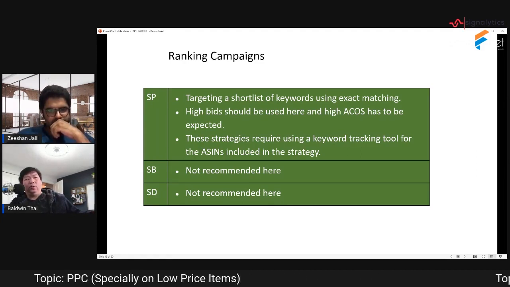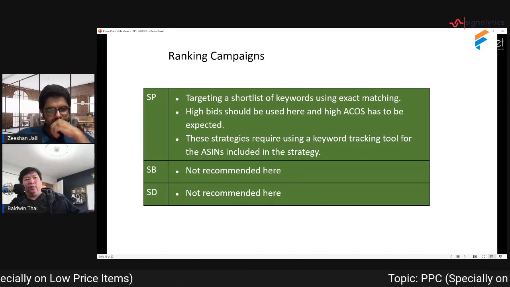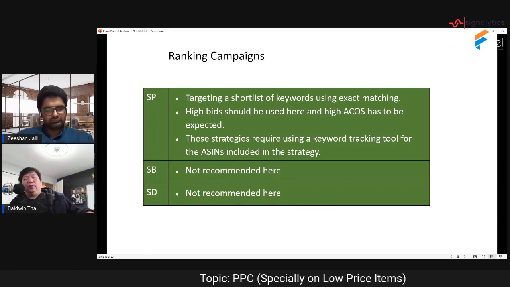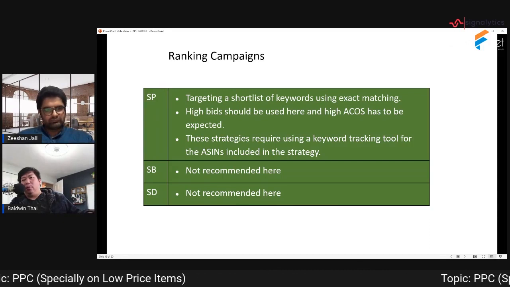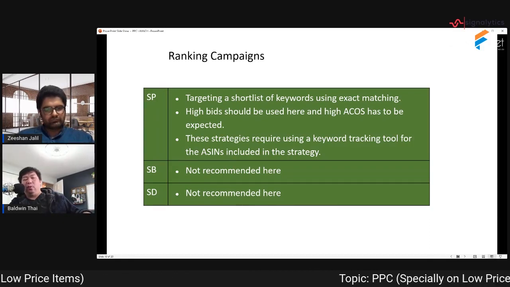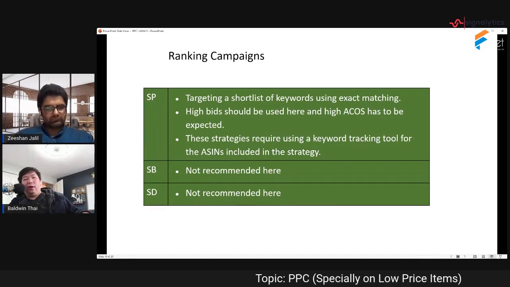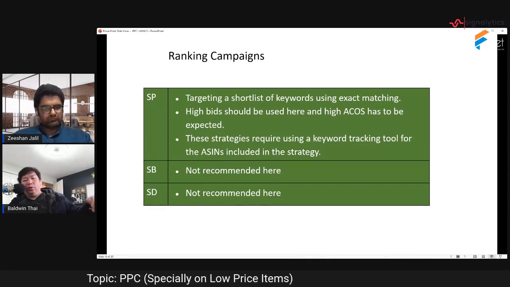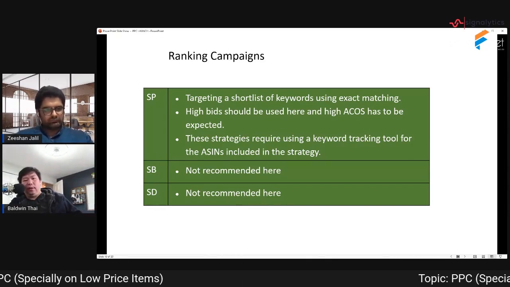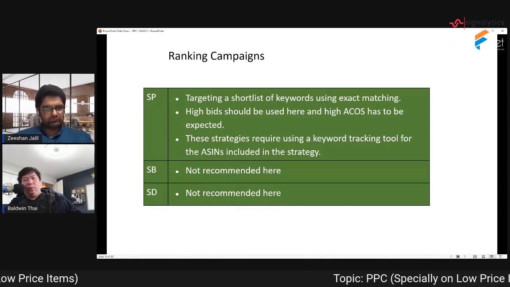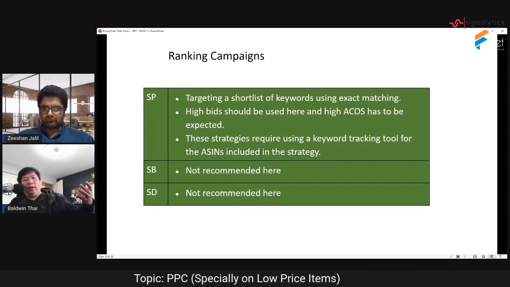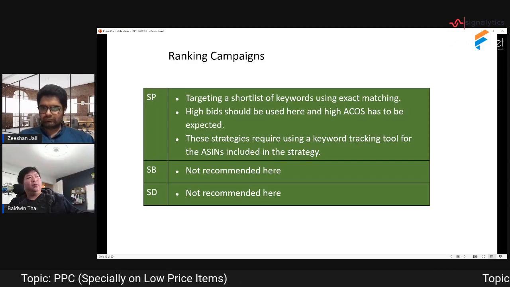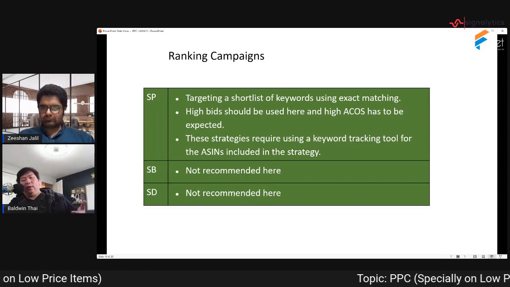I would also target ASINs. When you target ASINs, you want to target the number one products, maybe number one, number two, because of the relevancy score. And also when you do target the ASINs, remember in the beginning how I said there's a way, I don't think I put it on the slide, I'm sorry.